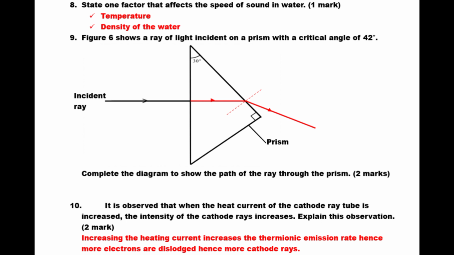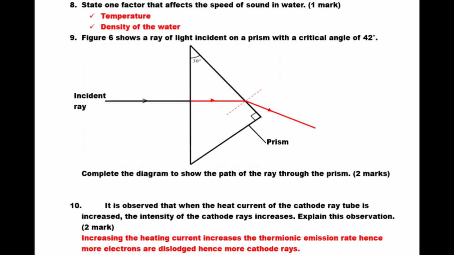So we can see the path, and when it strikes the other surface, we have the emergent ray, whereby the emergent ray deflects away from the normal because it is moving from denser to less dense medium. In other words, from prism to the air. So it deflects away from normal because of dense to less dense. And so for that part, let's go now to question 10.